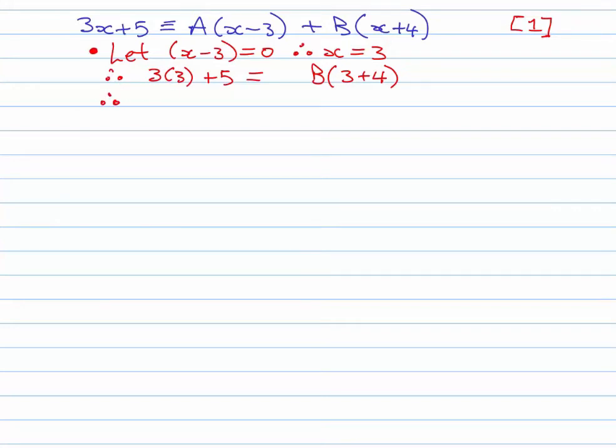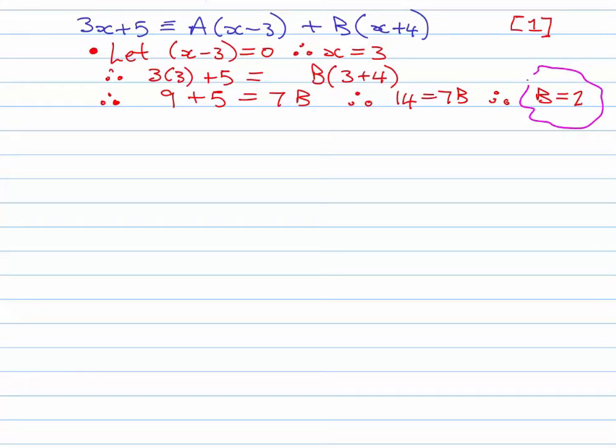Okay, let's simplify what we have. 3 3s are 9 plus 5 equals 7b. Therefore, 14 equals 7b. Therefore, b is 14 over 7, of course. b equals 2. So put a ring around that one. Okay, so b equals 2 is quite handy.